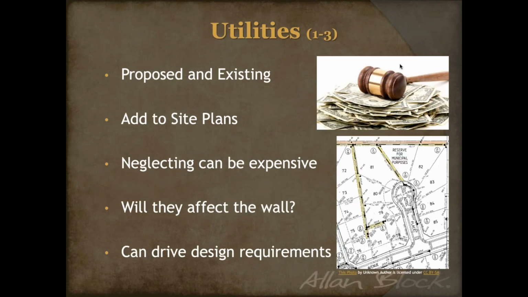Moving on to our utilities section, what we want to do here is make sure that everyone who's on the project is aware of where both existing and proposed utilities are. We want to consider both existing and proposed so that we can see whether what's already there is going to affect the construction of our wall, and with the proposed, that what we're building doesn't interfere with any plans for that.